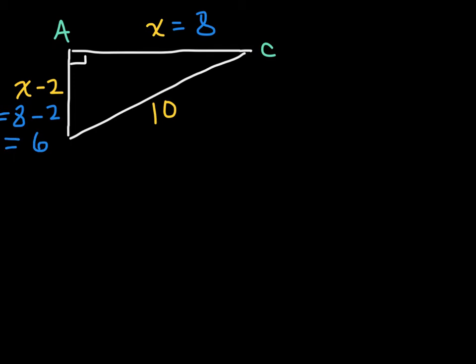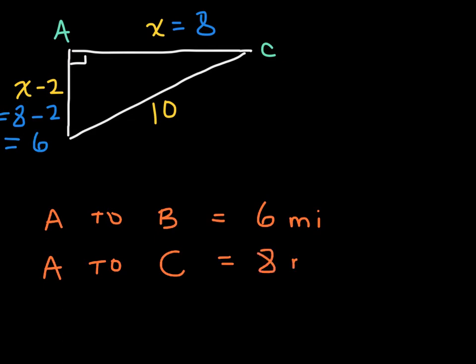So from A to B, all right? From A to B, we have 6 miles. If you read the question carefully, we're talking about miles. And then from A to C, we have 8 miles. All right, everybody, this is your final answer. Awesome. How fun was that?